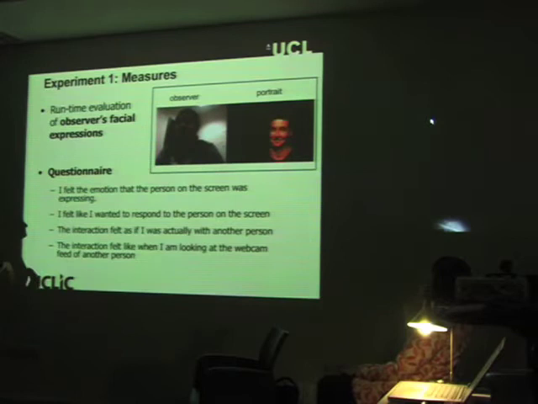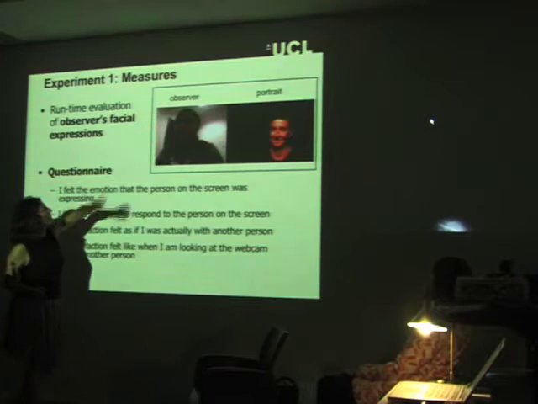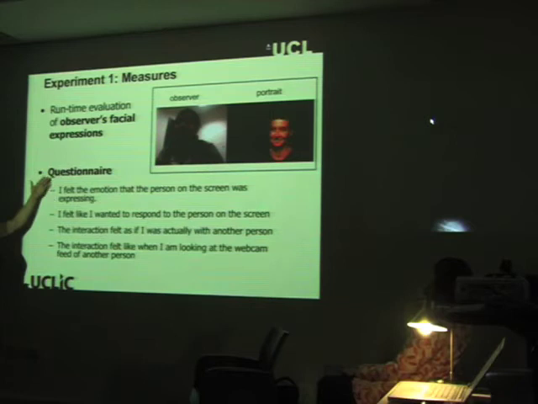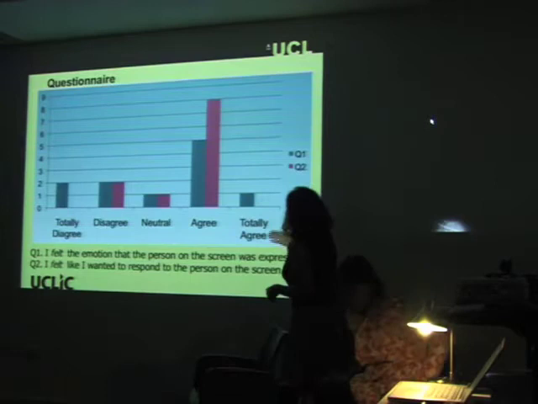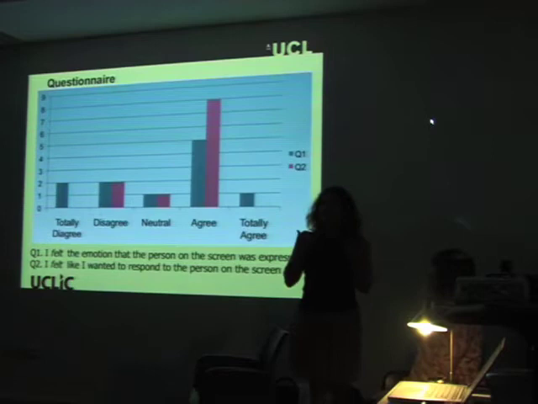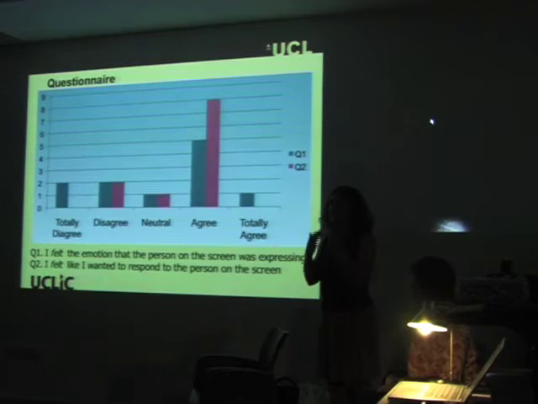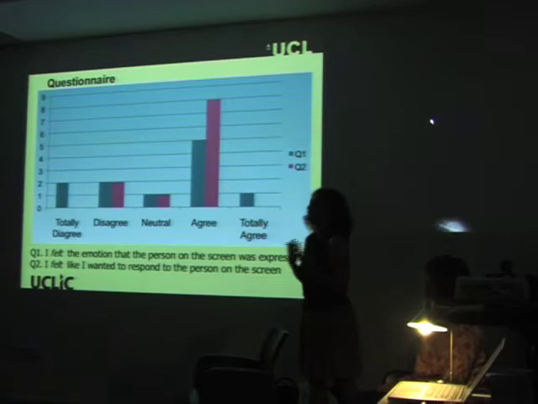So here the observer is looking at the portrait, and remember that our writer is looking at the observer, so we have a rating at runtime, and at the end of the experiment we ask the person a set of questions to know how they felt. Just quickly, some of the responses: we saw that most of the participants felt in some way the need to respond. So the portrait was smiling or sad, and they maybe didn't know they were also expressing sadness, but they felt the need to emotionally respond to it.